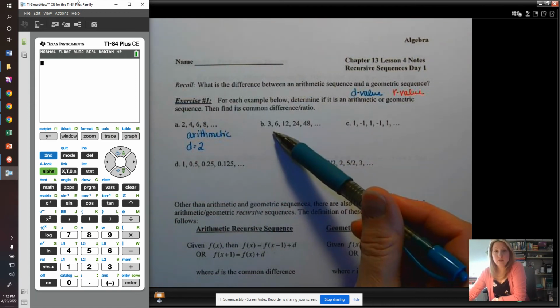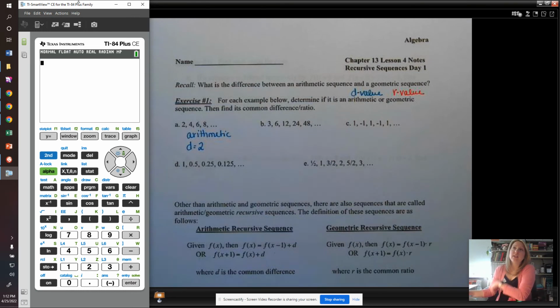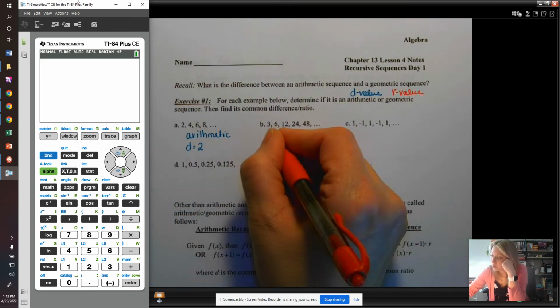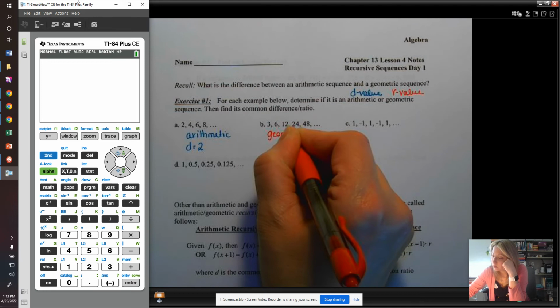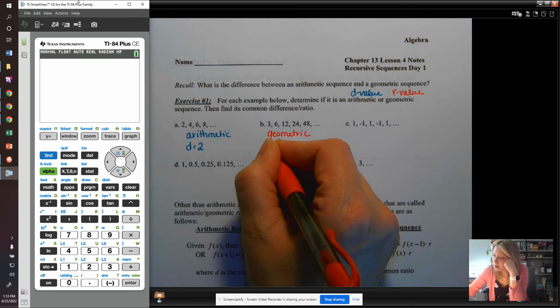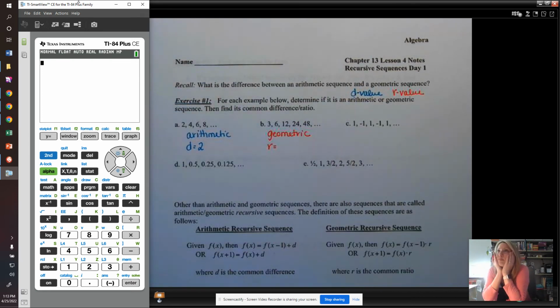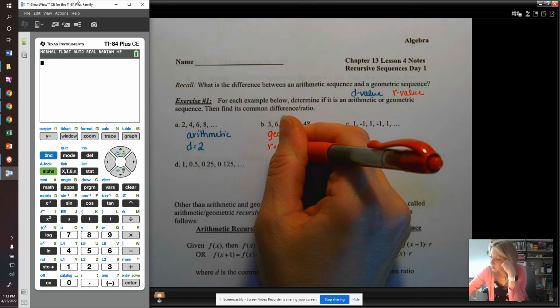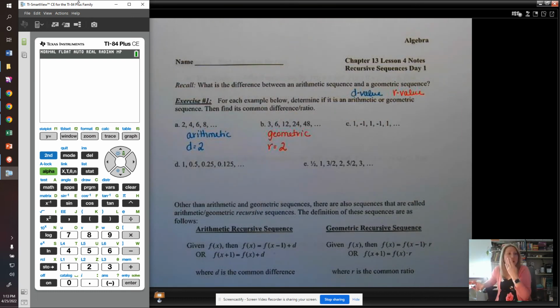Looking at B, let's think about it. I would add 3 to get from 3 to 6, but would I add 3 to get from 6 to 12? No. So this means this is geometric. And my R value is 6 divided by 3, which is 2. 12 divided by 6 is 2. 24 divided by 12 is 2. So my R value here is 2. This time I'm multiplying by that every time.